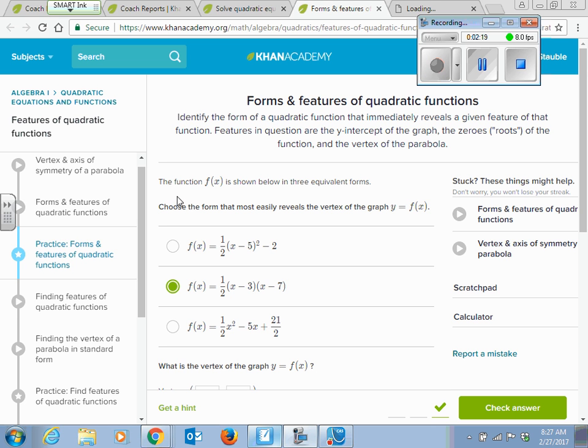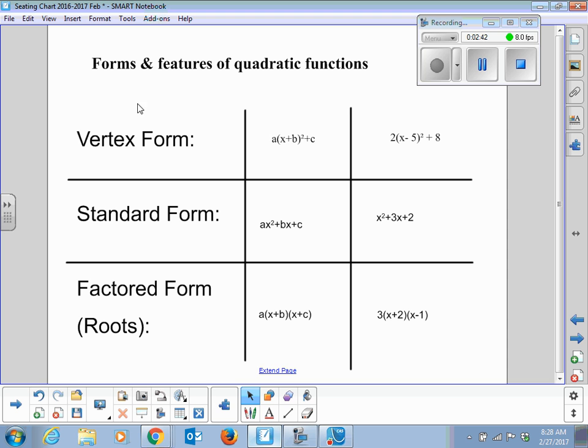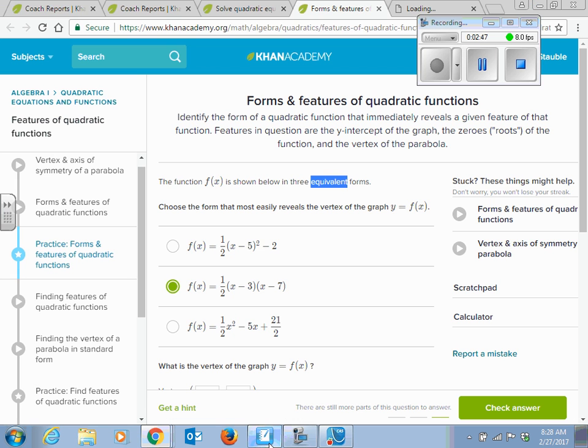Okay, so this problem is telling us that the function f of x is shown below in three equivalent forms. Equivalent means the same thing as equal, which also means same. So all of these are the same graph, and this is saying which one of these forms reveals the vertex. So going back to that list of things, that probably means I need to use vertex form. So I'm looking for something like this. From my answer choices, the only one that has the squared in parentheses is that first one, so I'm going to use vertex form here.